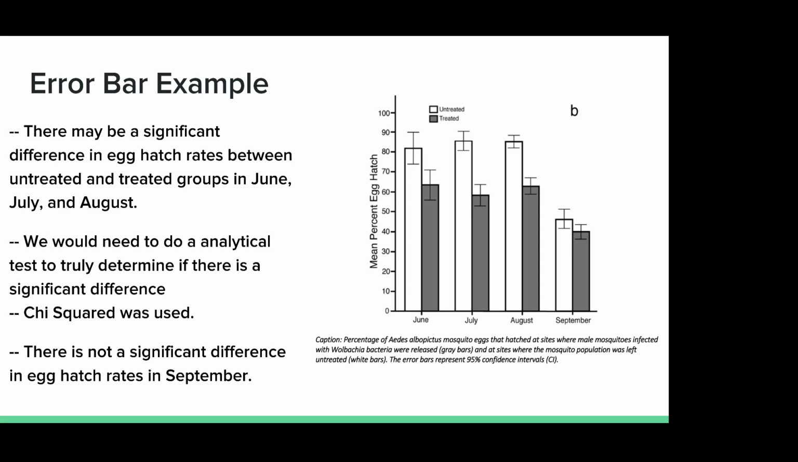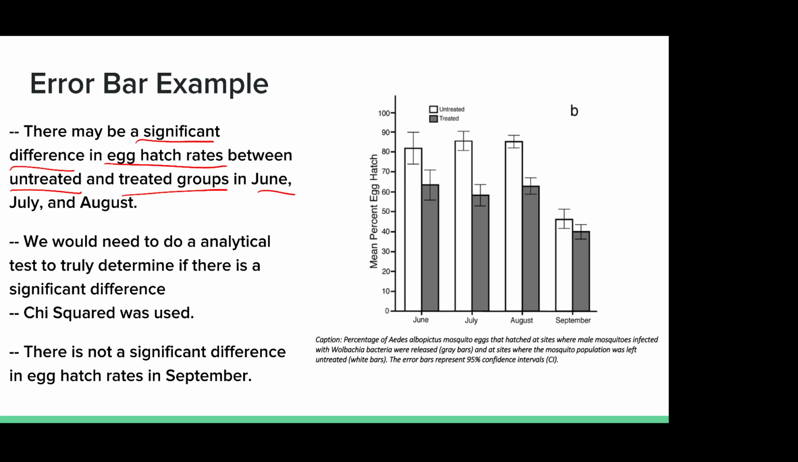This is taken from, I believe, the Wolbachia, Bacteria and Control of Mosquitoes from HHMI. In the author notes, it has a direct link, so you can click on it, and it has both the diagram as well as the link to the educator and student sheets. So looking only at this diagram, the conclusion, or what we can say about it, I guess I should say, is that there may be a significant difference in egg hatch rates between the untreated and treated groups in June. Let's just stop right there.